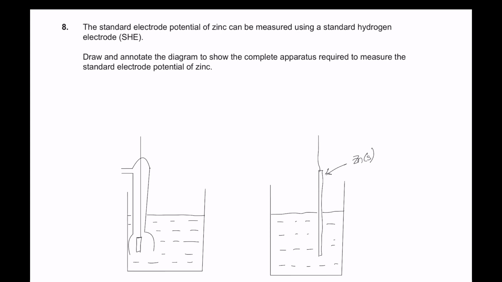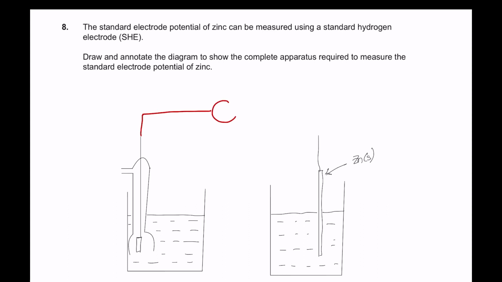In question 8, I can't just put in the diagram because I might get a copyright strike from IB, so I've kind of drawn it. This is the setup which was there. We are measuring the standard electrode potential of zinc using a standard hydrogen electrode, that's an SHE. We have to draw and annotate the diagram to show the complete apparatus required to measure the standard electrode potential of zinc. Now let's start with the basics.